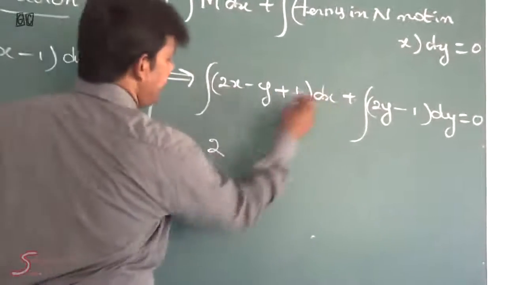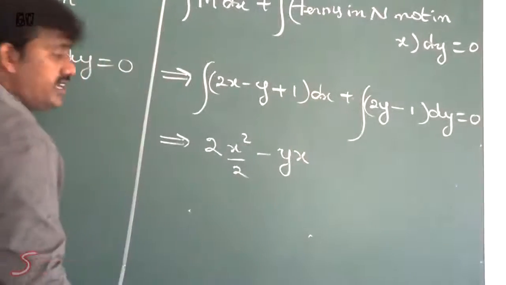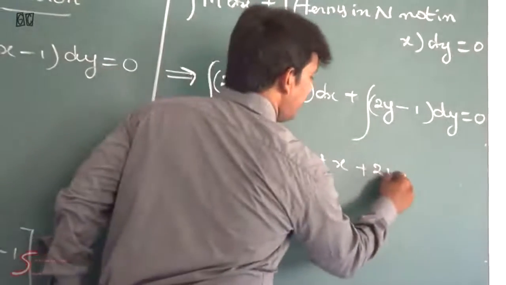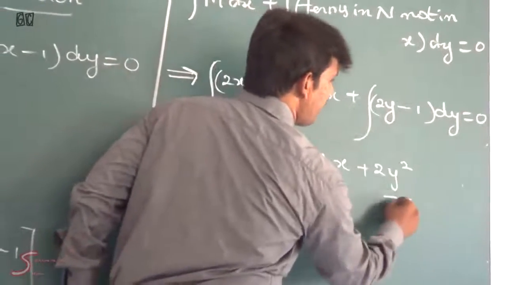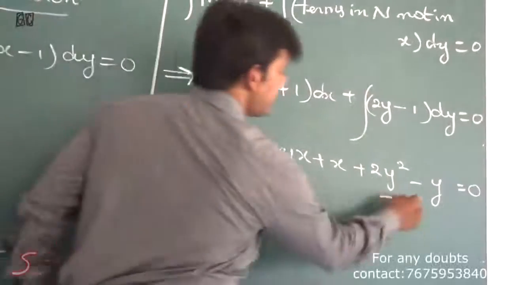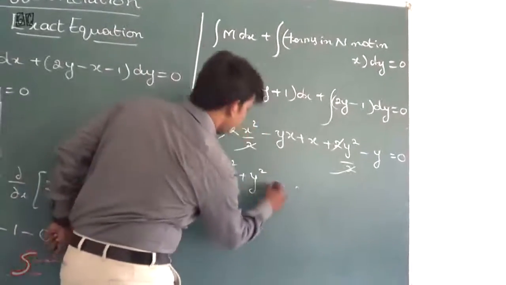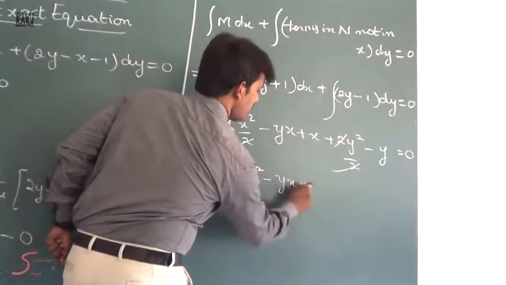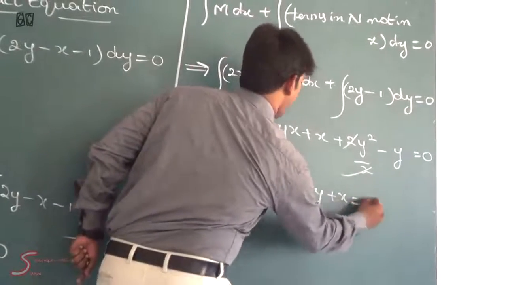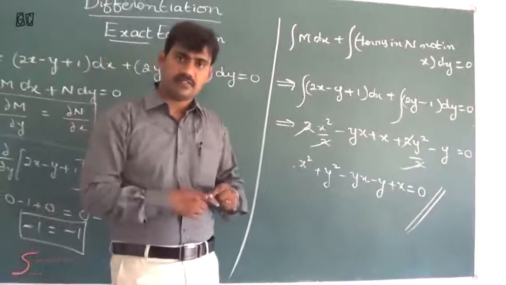Which implies 2 into integral x dx is x square by 2, minus y into integral 1 dx is x, plus 2y into integral y dy is y square by 2, minus y plus c, equal to 0. These two get cancelled, these two get cancelled. x square plus y square minus yx minus y plus x equal to 0. This is the solution for the given differential equation.